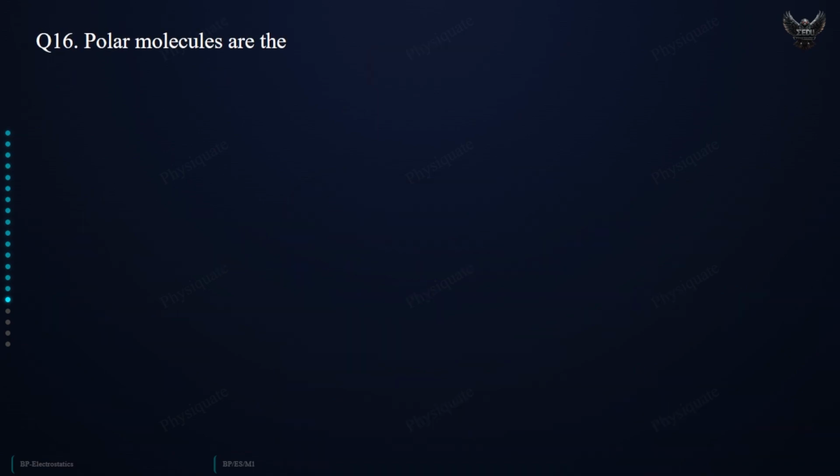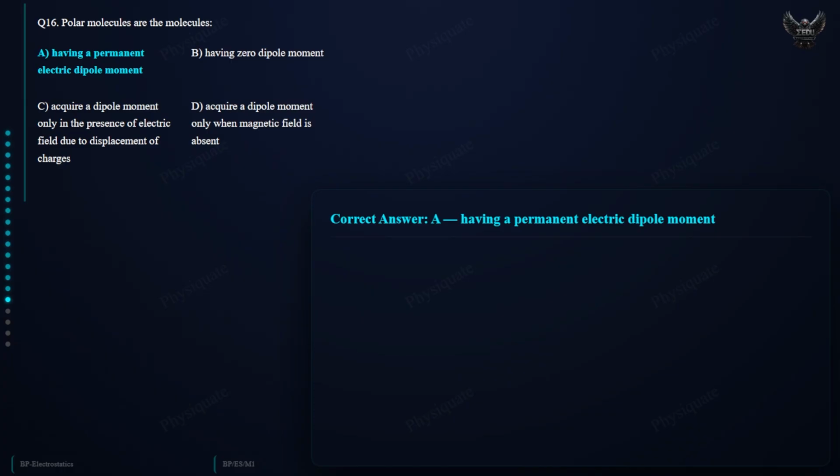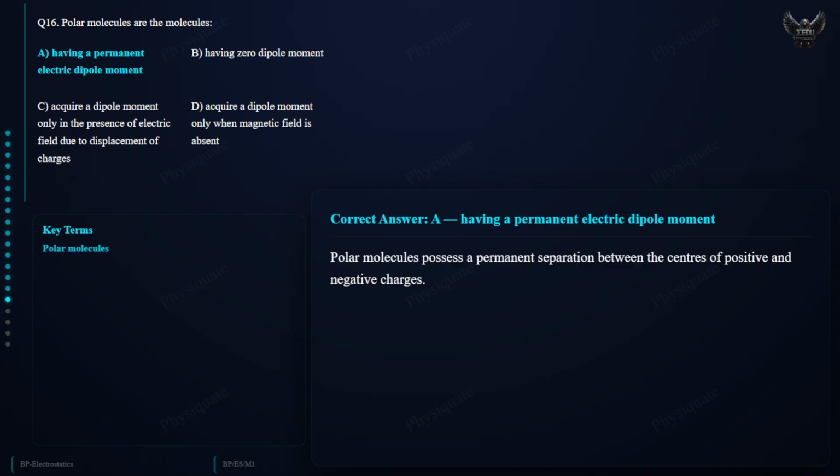Question 16. Polar molecules are the molecules. Correct answer is option A. Polar molecules possess a permanent separation between the centers of positive and negative charges. Now let us consider polar molecules. In polar molecules, the centers of positive and negative charges do not coincide.